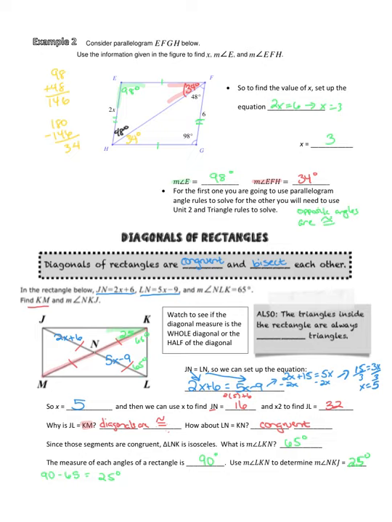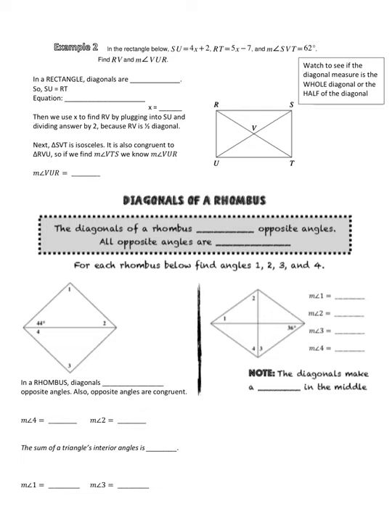Highlight, draw arrows, do everything you can to make sure you're finding the measure of the correct angle. Next page. We're going to do some more with rectangles and diagonals and lovely, lovely algebra. In a rectangle, as we said before, diagonals are congruent.